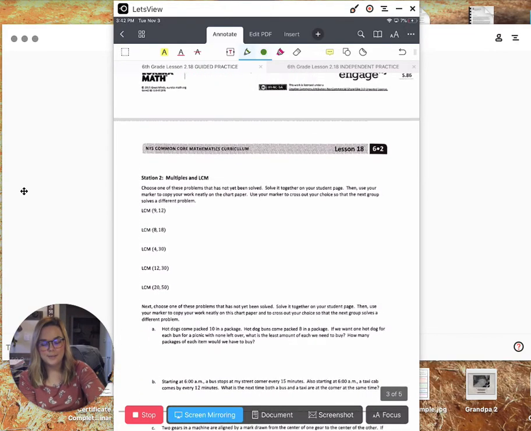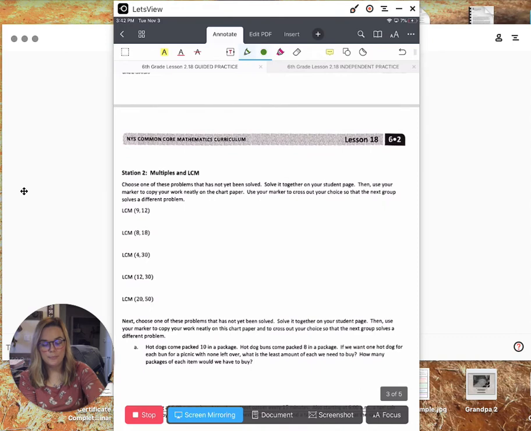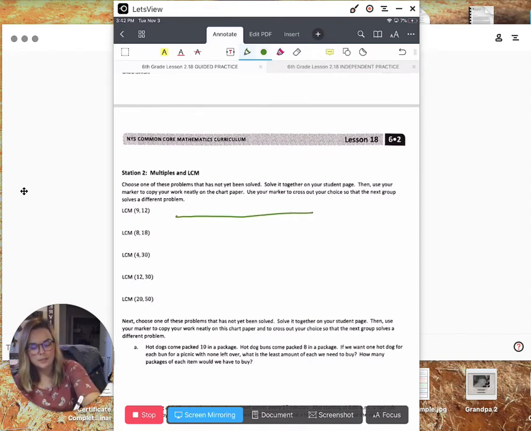So we're going to look at station 2. And we'll start with 9 and 12. So I'm going to make kind of a sideways T-chart. 9 and 12. And I'm going to list out my multiples. So 9 times 1, 9 times 2, 9 times 3, 9 times 4, 9 times 5, 9 times 6, and that's where I'm going to stop for now.